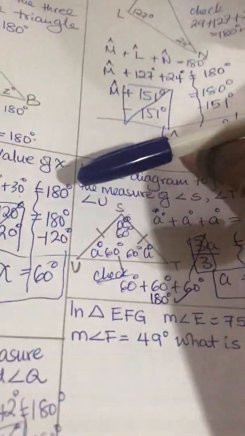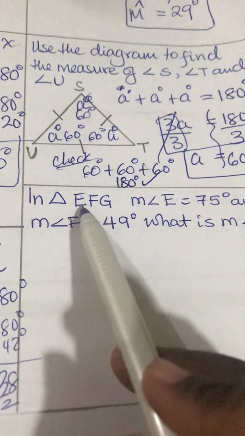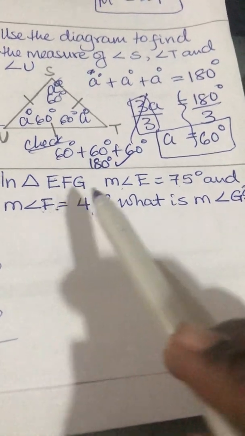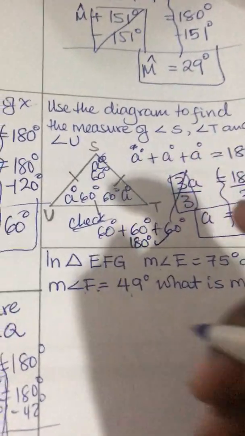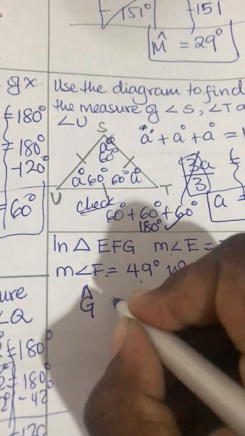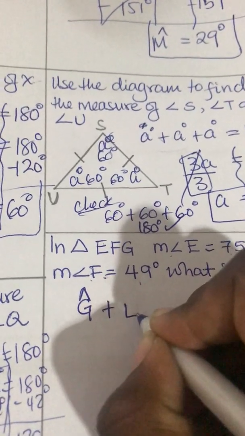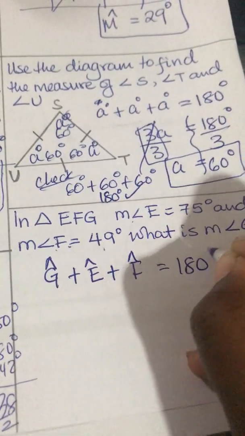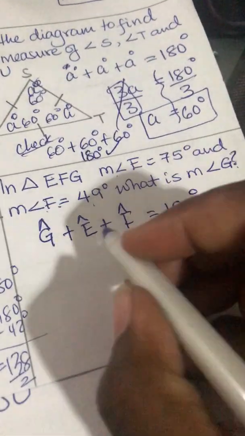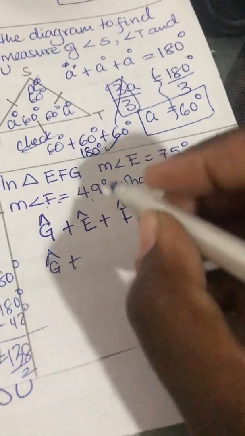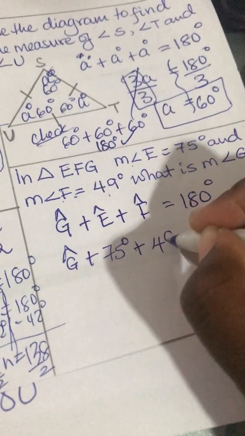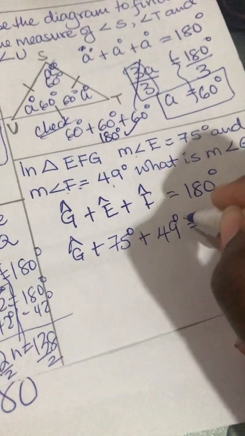All right, last example. In triangle EFG, measure of angle E is 75, 49 for F, and we don't know G because they told us to find it. So what do I write? Angle G plus angle E plus angle F equals 180 degrees. Angle G, I don't know, so I will leave it like that. Angle E, I know it is 75 degrees. Angle F, I know is 49 degrees. Should give me 180 degrees.